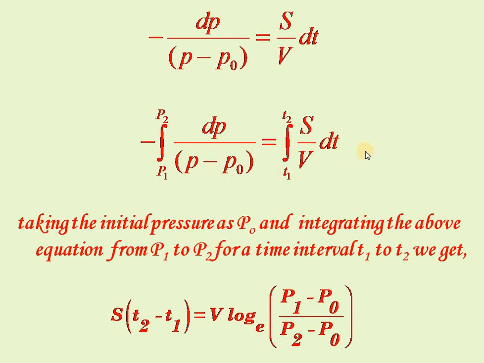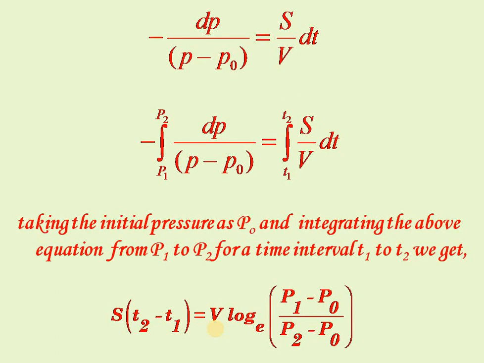It is a matter of simple operation. You can do it by yourself, and you check that you will get an equation like this: pumping speed times (t2 minus t1) is equal to the volume of the chamber times log to the base e of (P1 minus P0) by (P2 minus P0). This is the standard form of the Langmuir equation for pump down time of a pump.